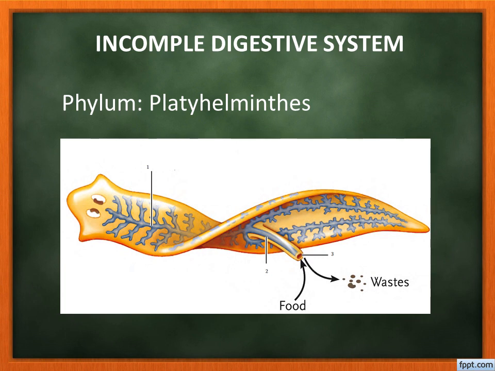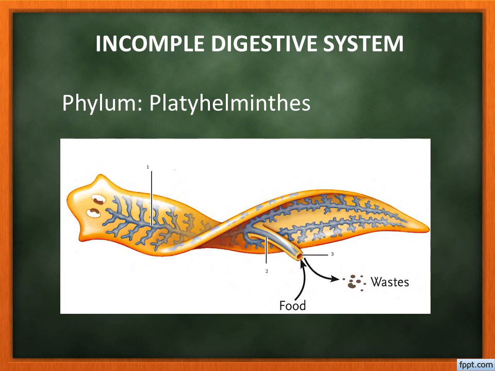So one single hole is there. The same hole will perform as mouth as well as the anus. So it is doing these two functions. This simple level of organization is called an incomplete digestive system. Is it clear? This we could see in these lower level organisms.